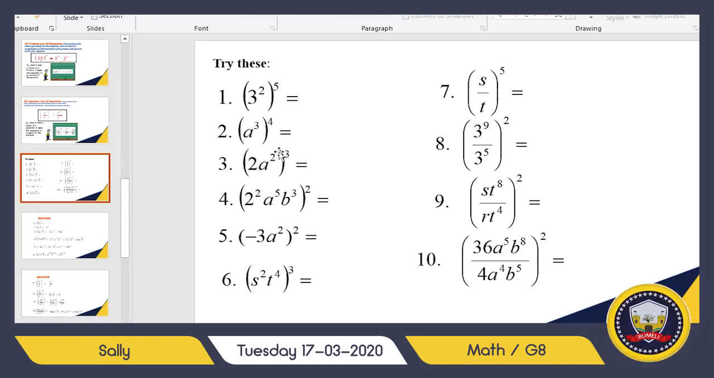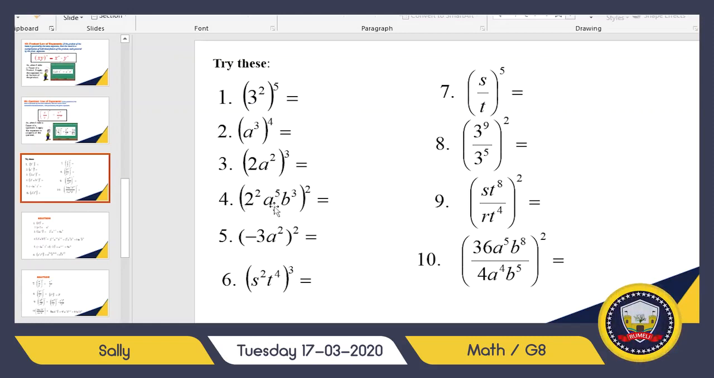Here, 2a to the power of 2 all to the power of 3. This 2 means it's 2 to the power of 1, so I will just multiply the 3 by 1, and so it's going to be 2 to the power of 3, and a to the power of 2 times 3 equals 6. So my answer will be 2 to the power of 3, a to the power of 6.